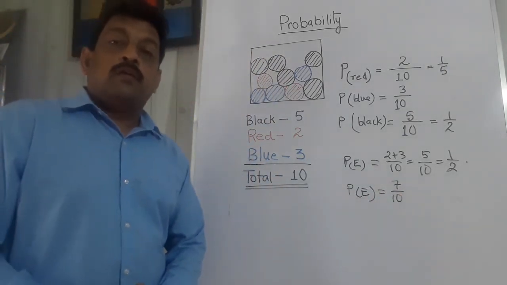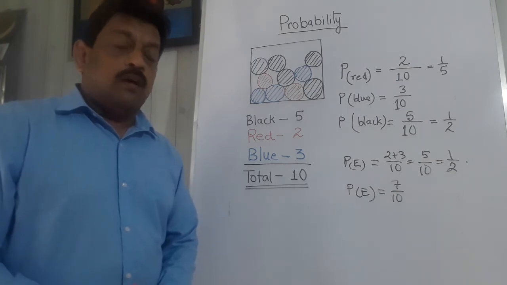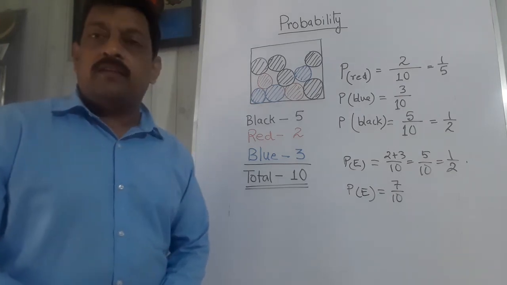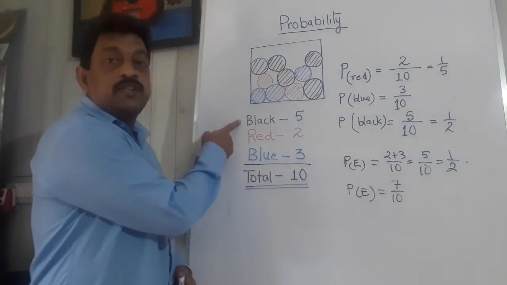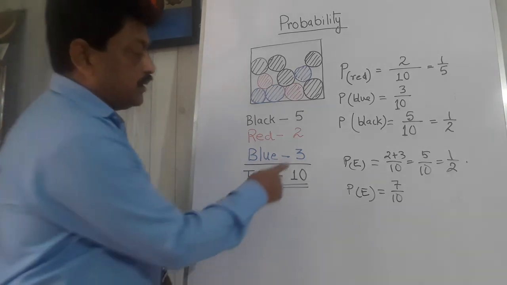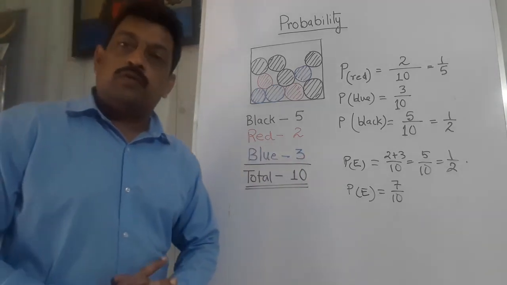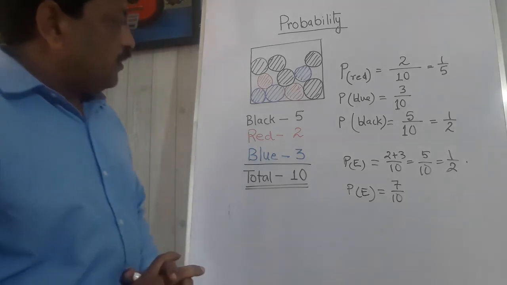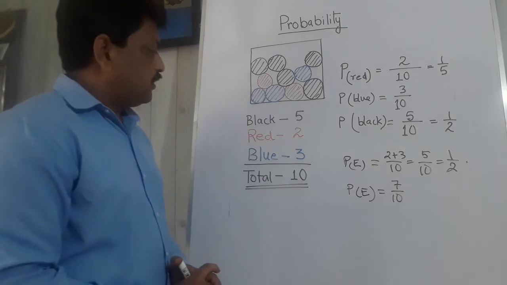Similarly, the question is, what is the probability of getting neither red nor black? I cannot take red, I cannot take black, means I have to take blue only. Therefore, the probability is 3 upon 10. Favorable outcome is 3 and total outcome is 10.